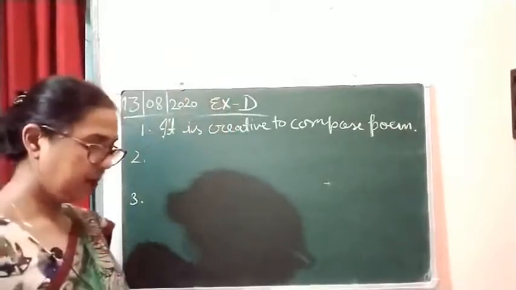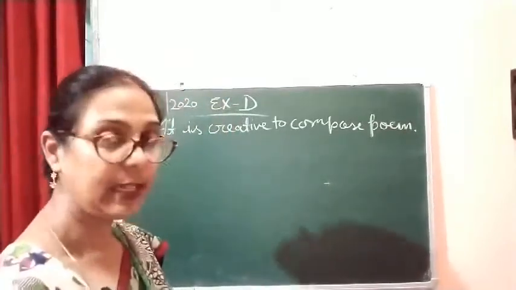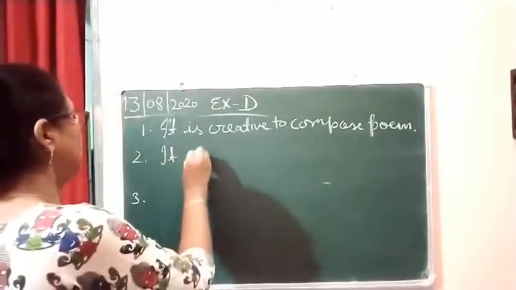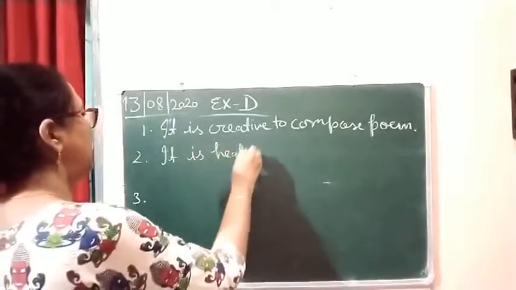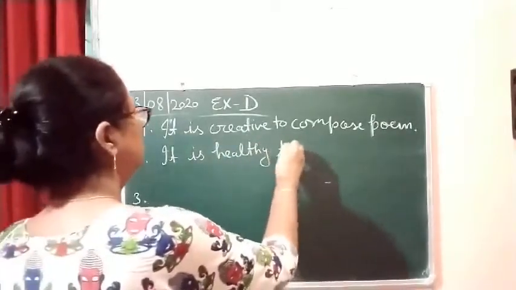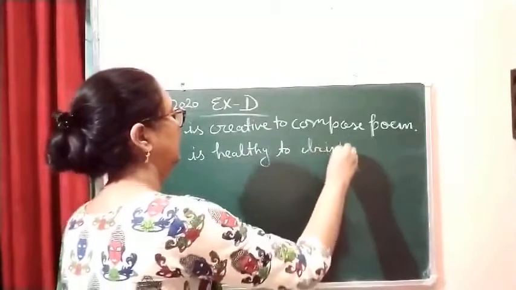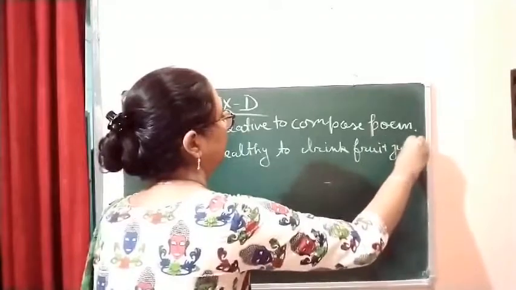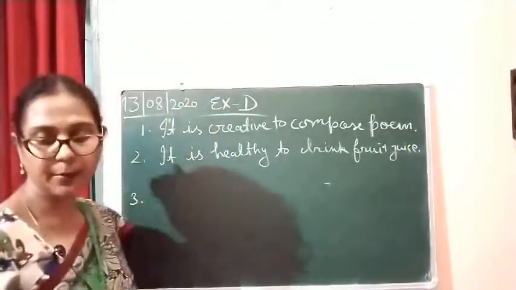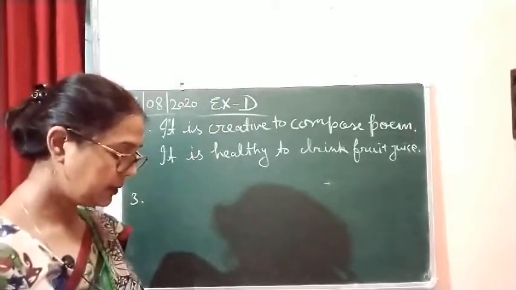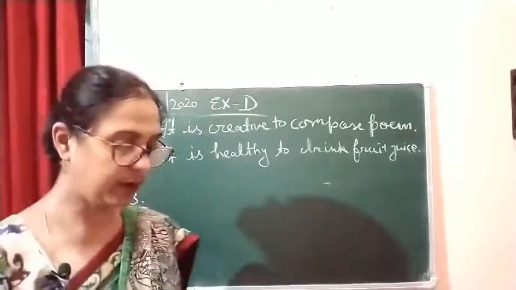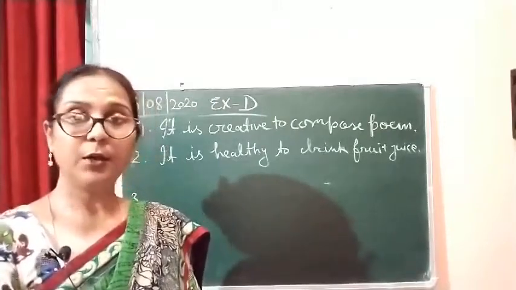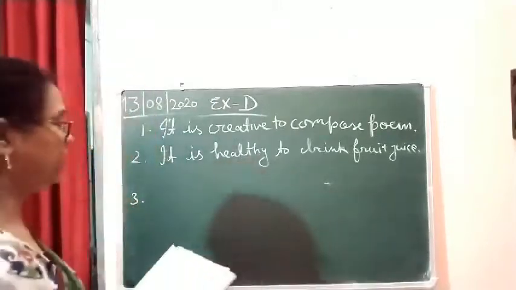Now in second number, to drink fruit juice is healthy. It is healthy to drink fruit juice. Now we are moving to third number. The third number is to teach good manners to children is very important. So here it is very important to teach good manners to children.